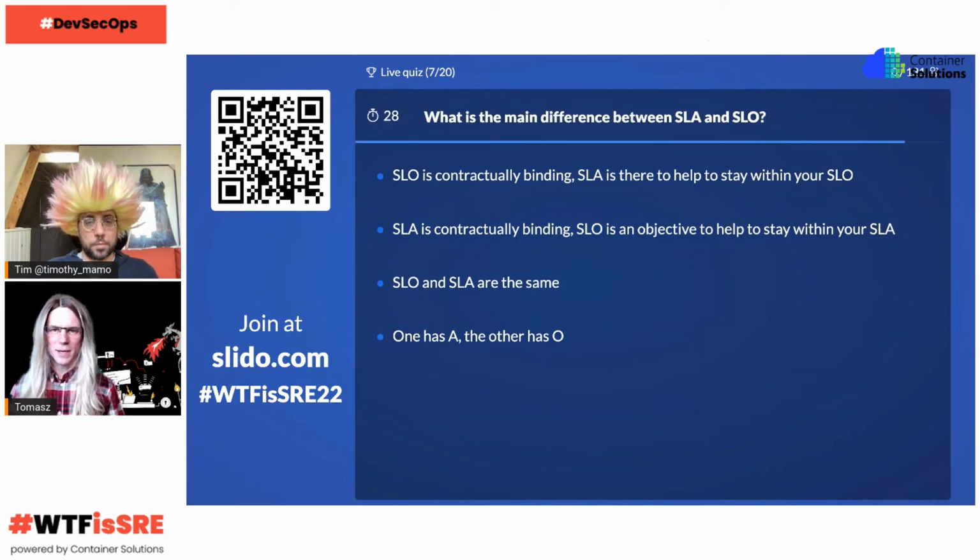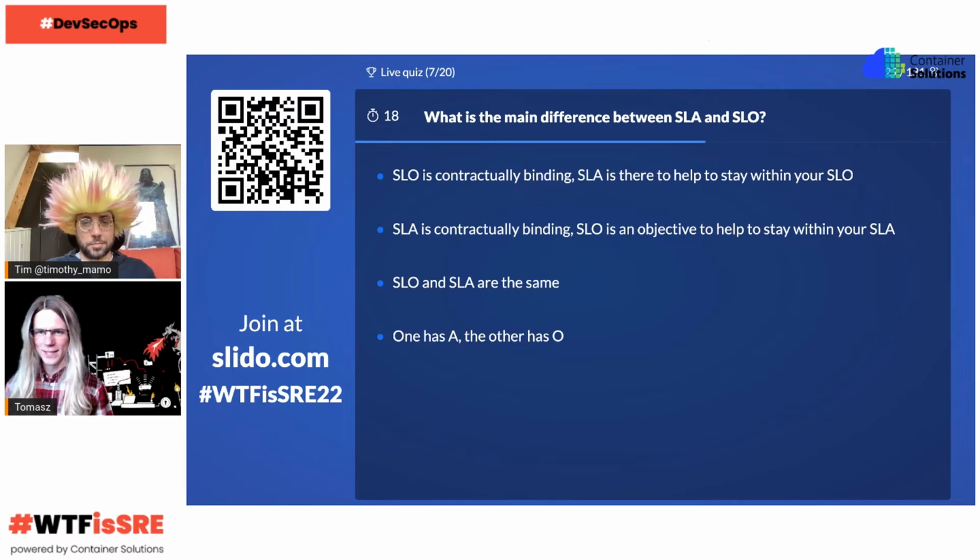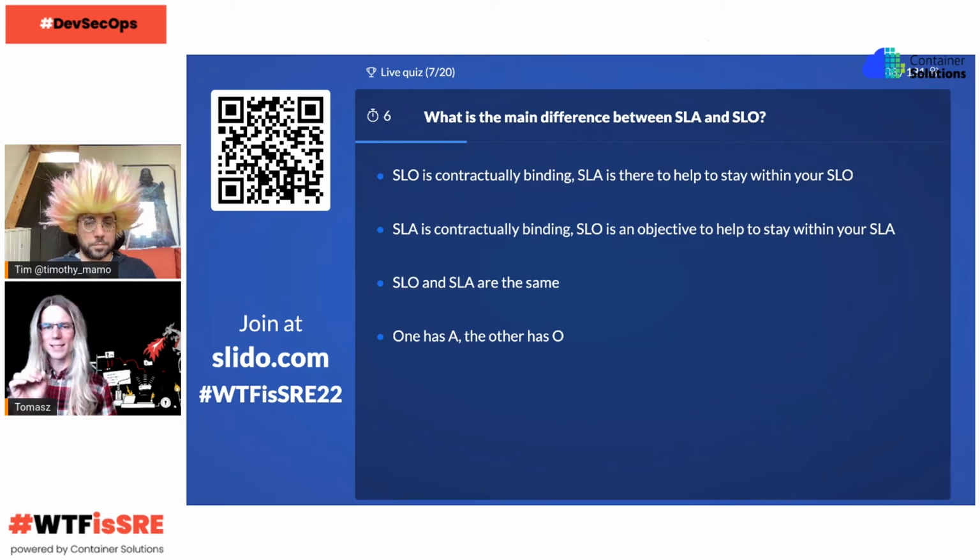What is the main difference between SLA and SLO? First option, SLO is contractually binding. SLA is there to help you stay within your SLO. Another one, SLA is contractually binding. SLO is an objective to help you stay within your SLA. Or SLO and SLA are the same, or one has A and the other has O.